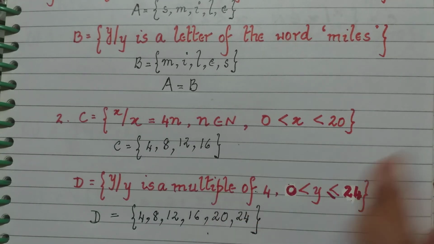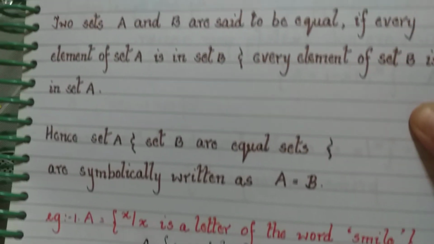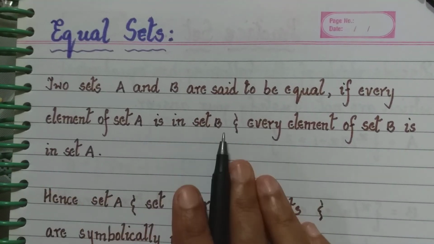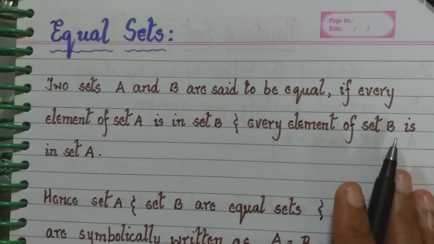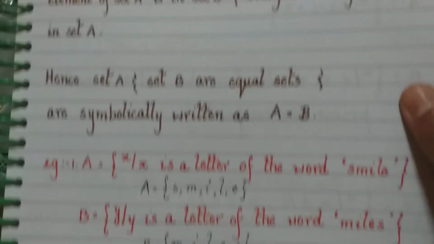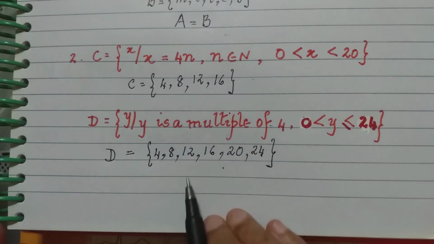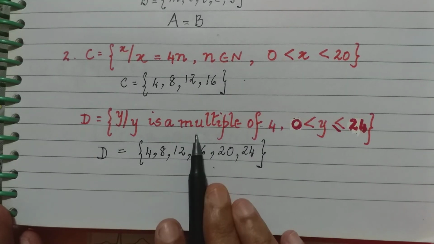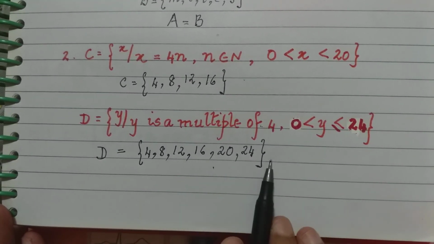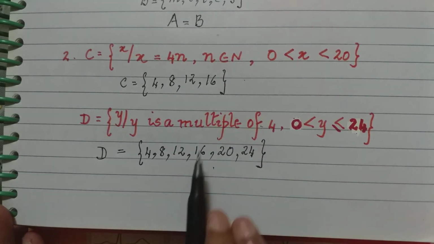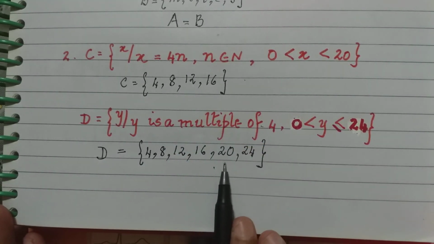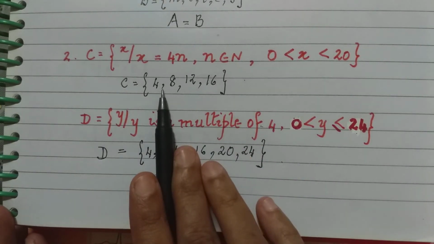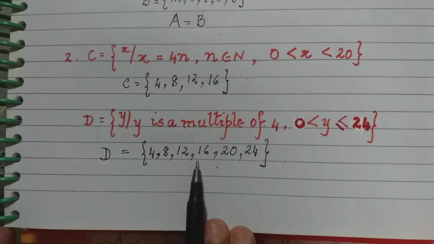So the definition of equal sets said that 2 sets are said to be equal if every element of the first set is in the second set and every element of the second set is in the first set. Although the first condition is satisfied, that is every element of set C is in set D, the second condition, that every element of set D should be in set C, is that satisfied? No. Why? Because 20 and 24 are not in set C. Therefore, set C will not be equal to set D.